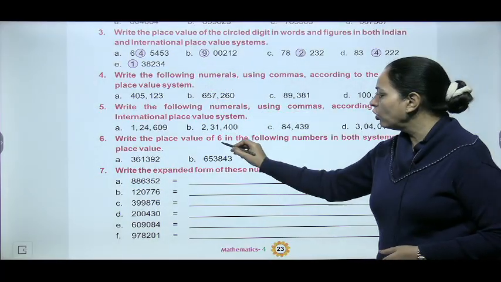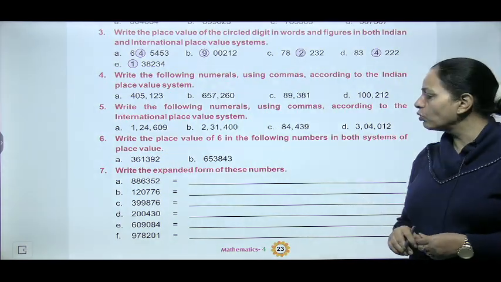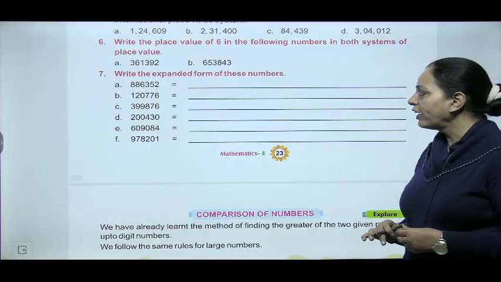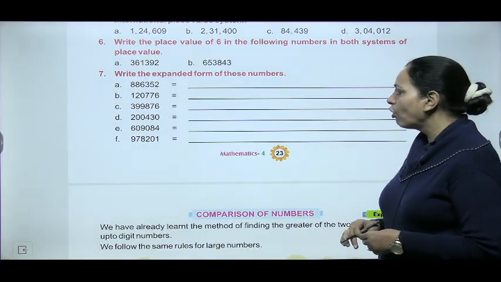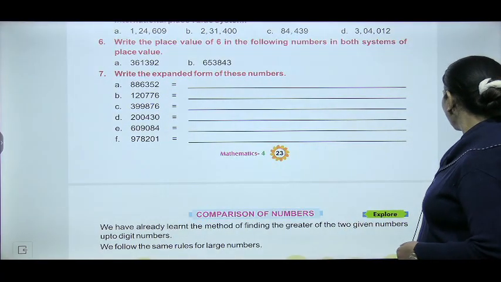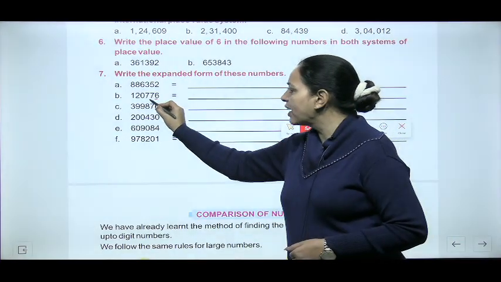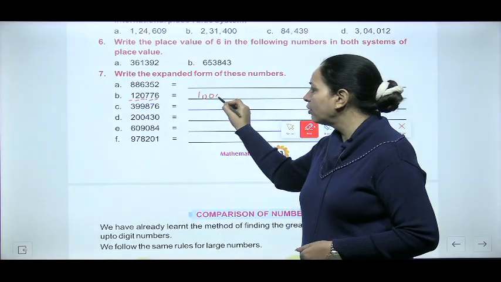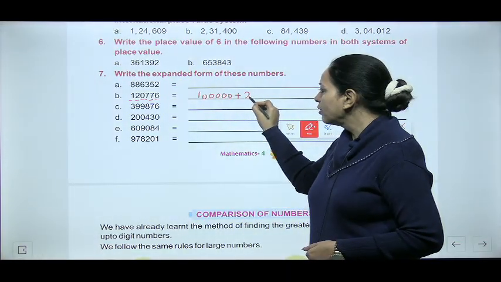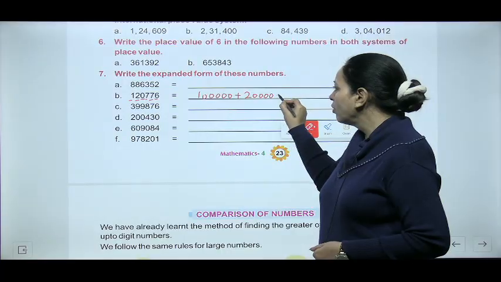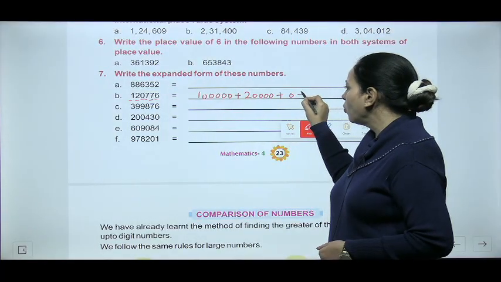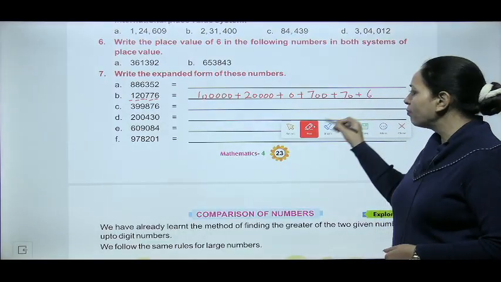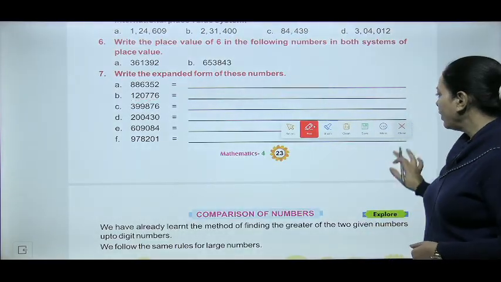Now write the place value of 6 in the following numbers in both systems of place value. You can do it. And the seventh, write the expanded form of these numbers like the B part. So how to write? Ones, tens, hundreds, thousands, ten thousands, lakh. So 1 lakh plus 20,000 plus 0 plus 700 plus 70 plus 6. Similarly, you can try the remaining parts.